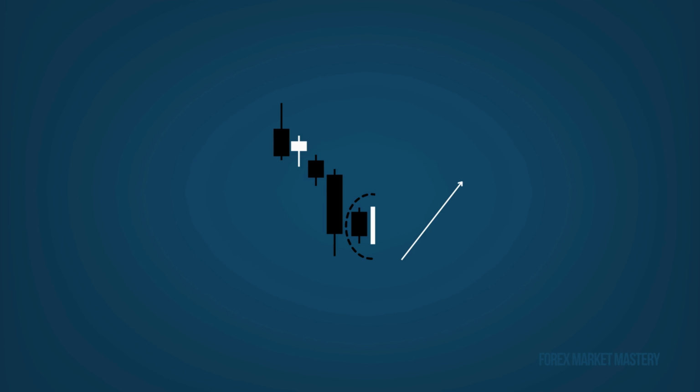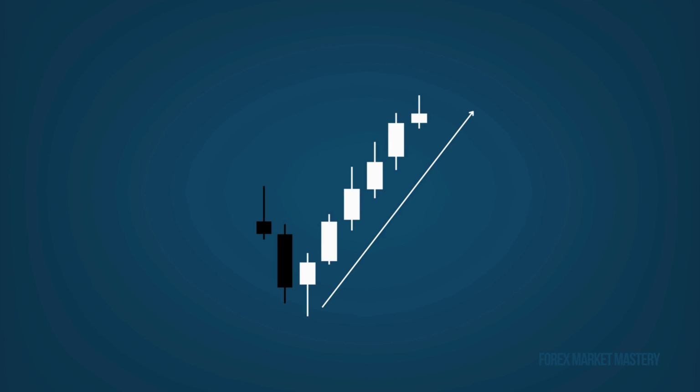Fourth, progressive candle sizes show momentum. If you see bullish candles getting progressively larger, that's accelerating momentum. If they're getting smaller, momentum is dying even if the trend continues.